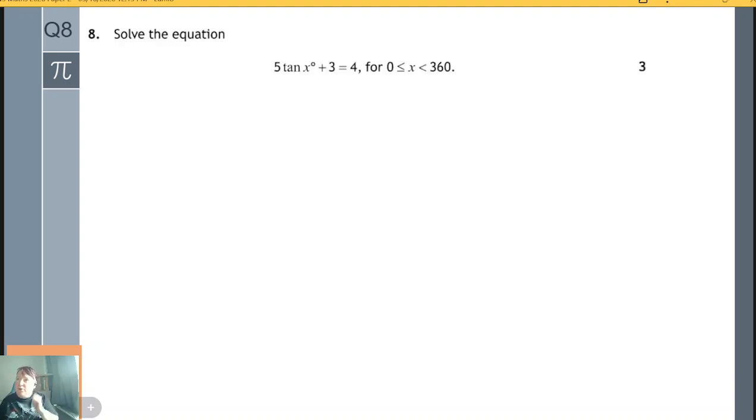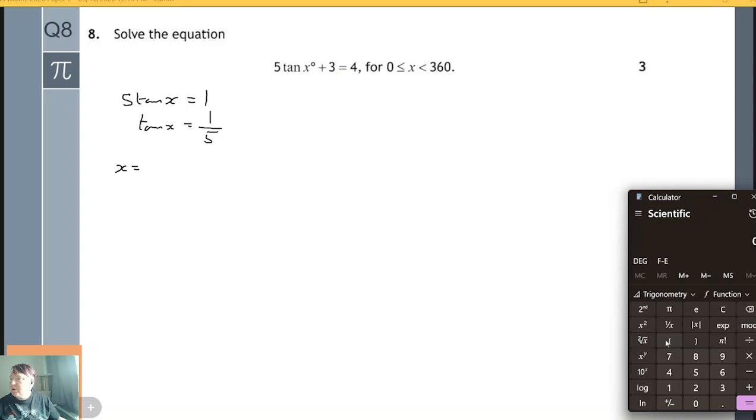Question 8. Solve the equation 5 tan x plus 3 equals 4 for x between 0 and 360. Now, between 0 and 360, we know we will have two results. That's why that's useful information. Let's start off with a little rearranging. Let's get tan x equals. So we have got 5 tan x equals 4 minus 3, which is 1. So tan x is going to be 1 over 5. Let's see what the calculator gives us. x equals what?